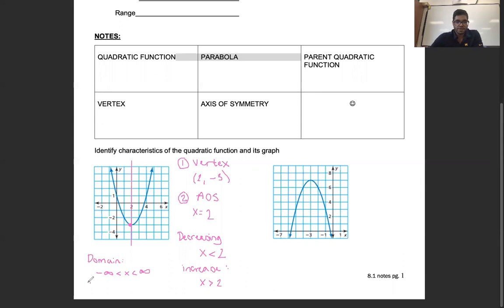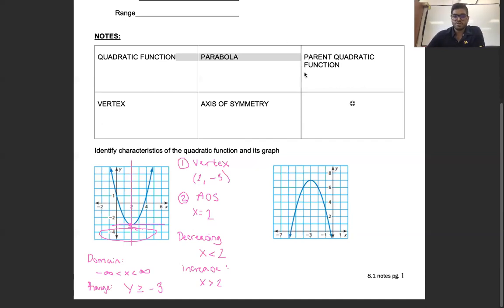And my range, think about what's going on here. Am I going to have values in my graph that are below this line right here? If I draw a little line like this, is my graph ever going to be down here? It's not. So my y's have to be bigger than this value here. So y has to be greater than or equal to -3.